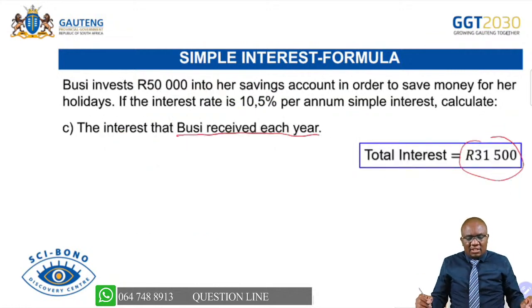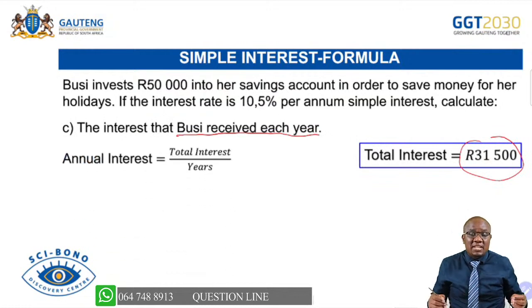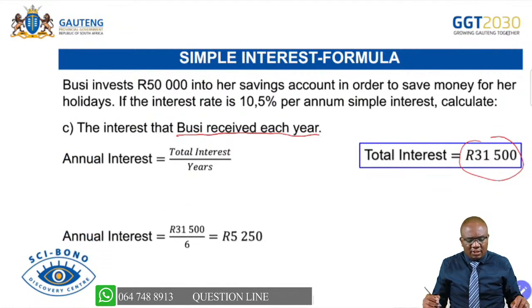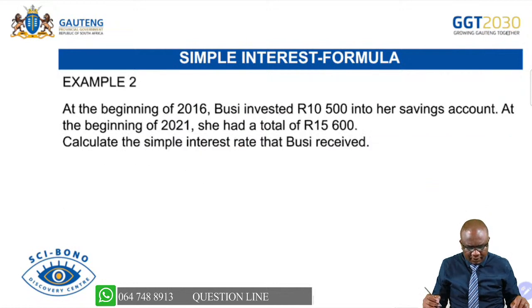Okay, right. Each year, now you divide, because there were 6 years, so you divide by 6, and then you get the interest for each year. Okay, let's go to example 2.